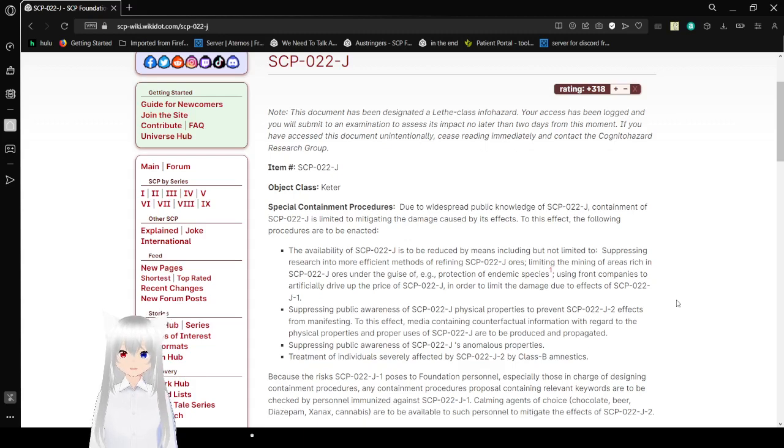SCP item number SCP-022 or 22J. Object class: Keter. Special containment procedures. Due to widespread public knowledge of SCP-22J, containment of SCP-22J is limited to mitigating the damage caused by its effects. To this effect, the following procedures are to be enacted.